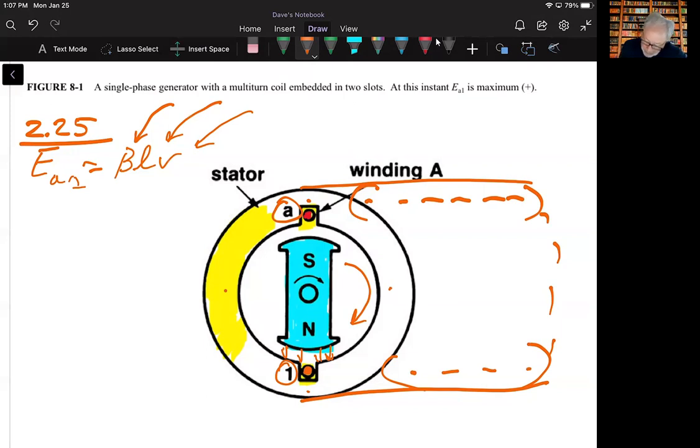So all of these are proportional, right? If I increase the flux, I increase the voltage. If I increase the length, I increase the voltage. If I increase the speed, I increase the voltage. So all of those things together determine what the voltage is that will be induced across that coil.